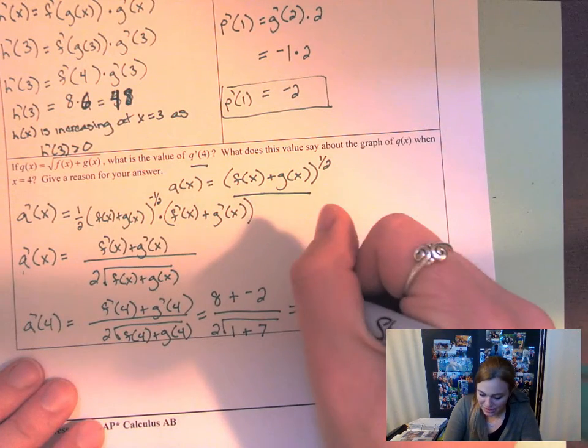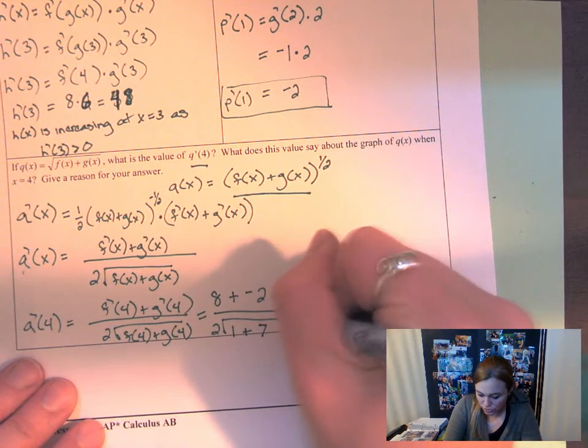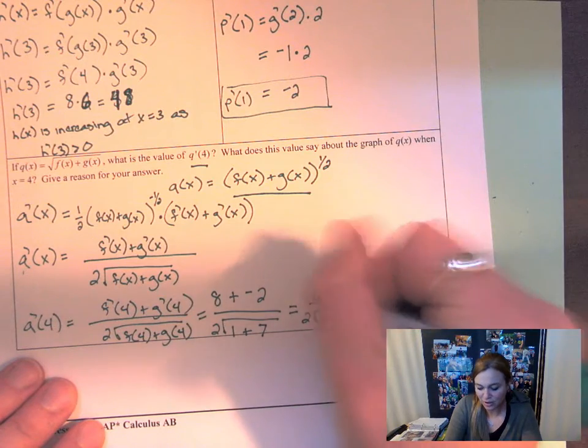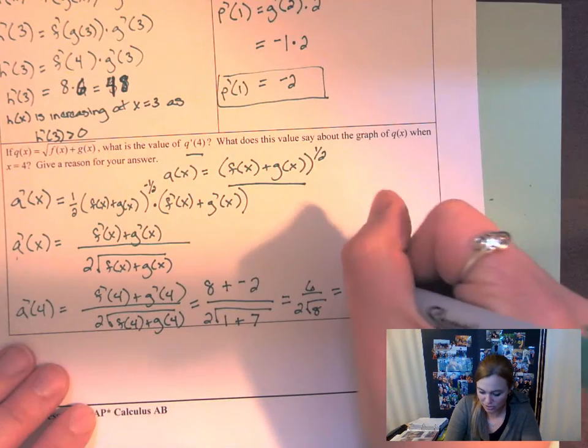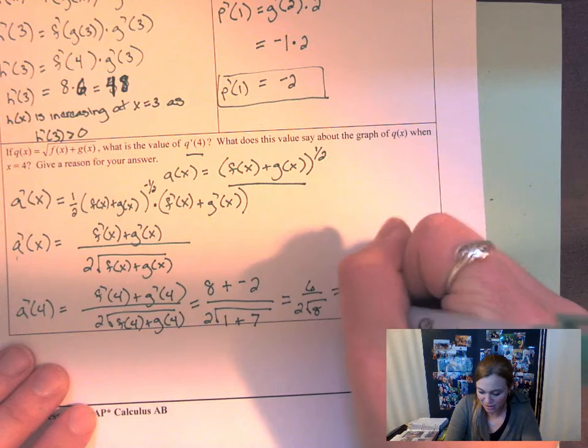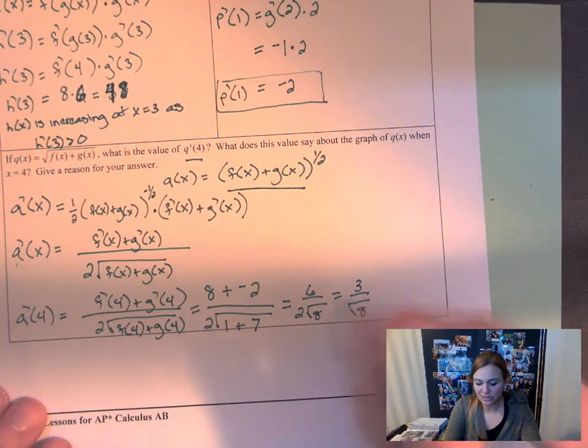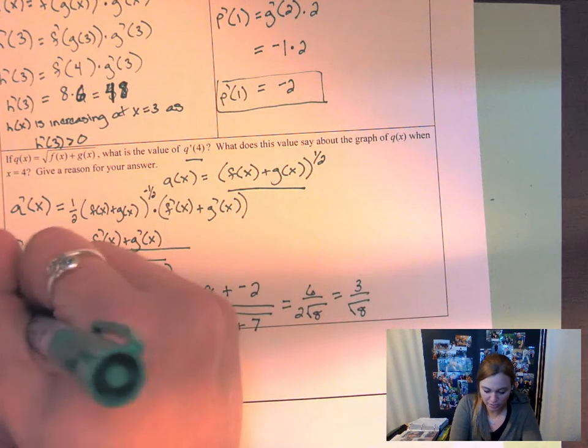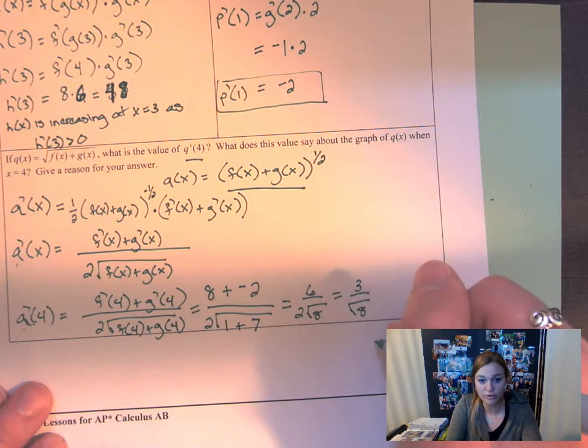So I have 8 minus 2 is 6 over 2 square root of 8, which you could leave like that, or you could say, well, 6 divided by 2 is clearly 3 over square root of 8. Don't rationalize this, just keep it that way. So I say q prime of 4 is 3 over root 8.